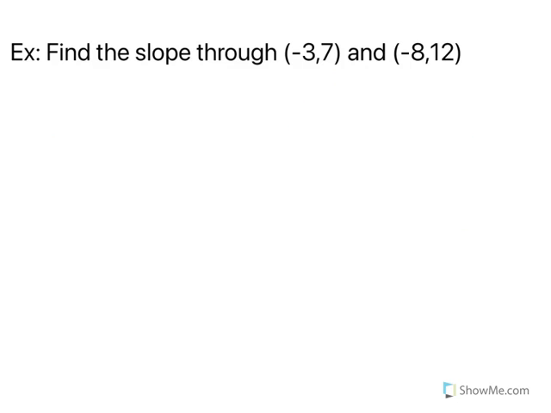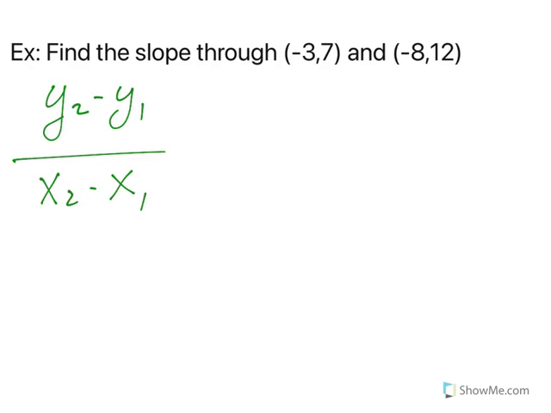Find the slope through the points (-3, 7) and (-8, 12). Once again, y2 minus y1 over x2 minus x1. So I'm going to label them x1, y1, x2, y2. Now, it really does not matter which one you use for which. Okay, we'll do this one both ways. So I'm going to take my y2 value of 12 minus 7 over -8 minus -3.